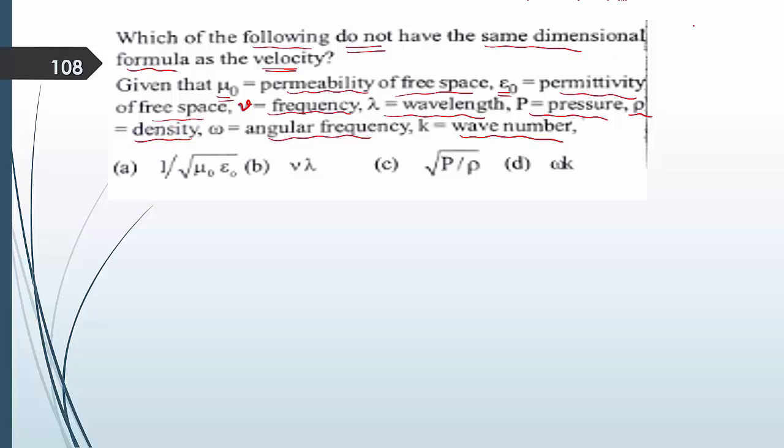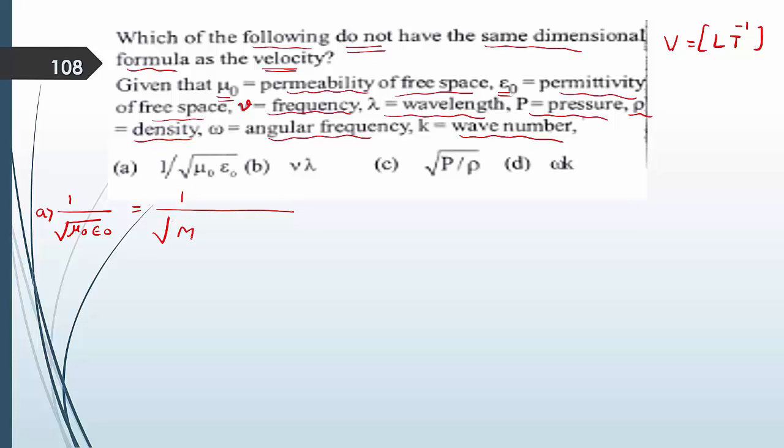Remember, velocity dimension formula V equal to L t raised to minus 1. So these following options do not have this dimensional formula, right? Come to the first option, 1 divided by root of mu naught into epsilon naught. Yes, mu naught into epsilon naught, absolute permeability, absolute permittivity. So here directly I am going to write their values, mu naught and epsilon naught.